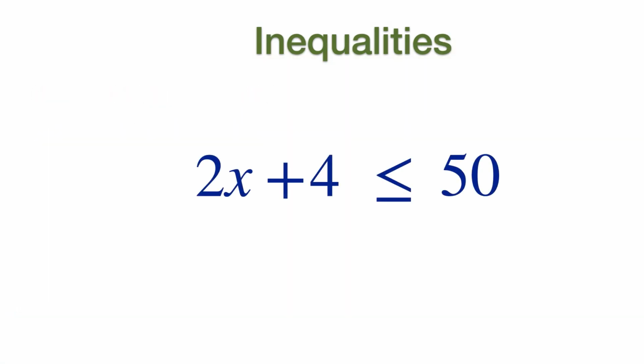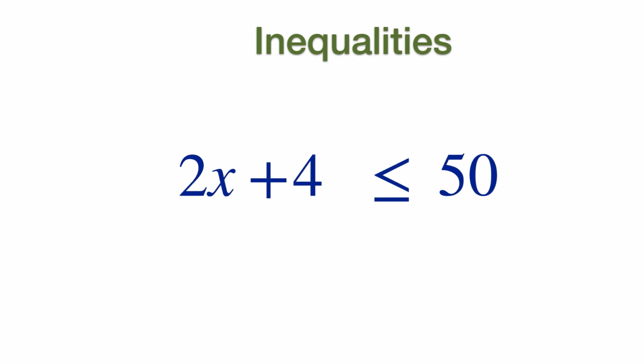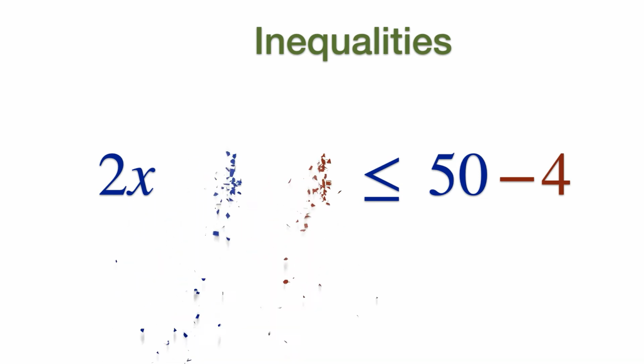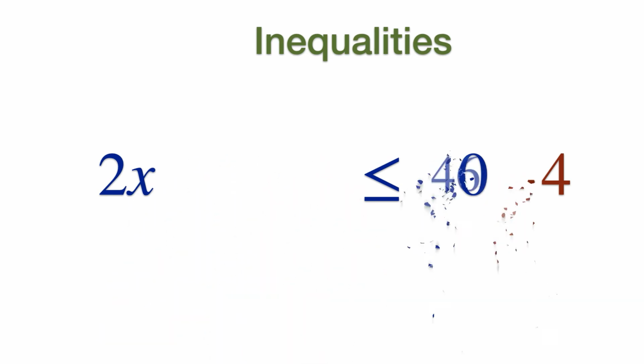In order to solve this, we now need to isolate the x from this inequality. First, take away 4 from both sides of the inequality. This leaves us with 2x on the left side and 50 minus 4 gives 46 on the right hand side.